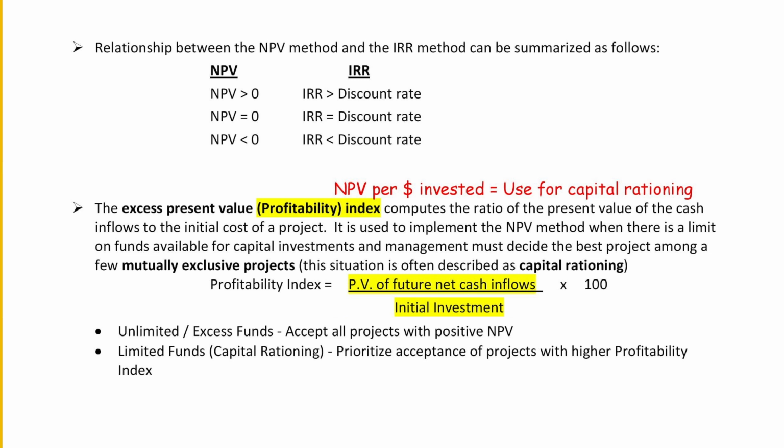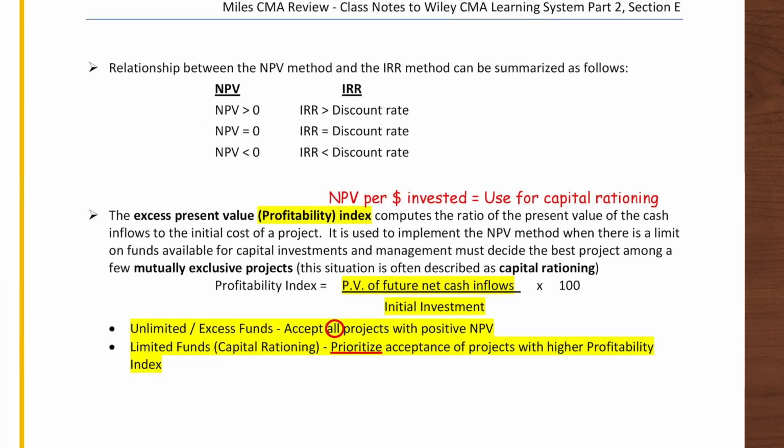So if we have unlimited or excess funds, we would accept all projects with positive NPV. But if we have limited funds such that we need to go for capital rationing, we would prioritize acceptance of projects with higher profitability index.